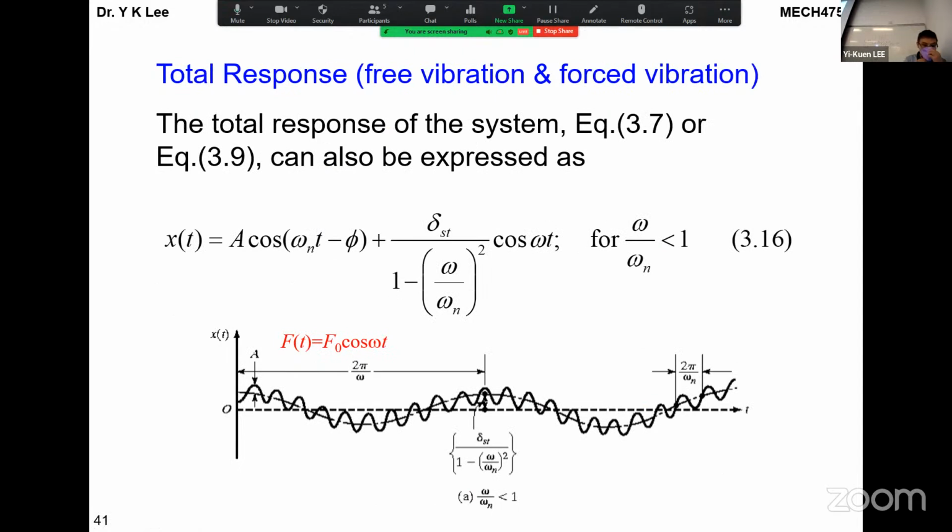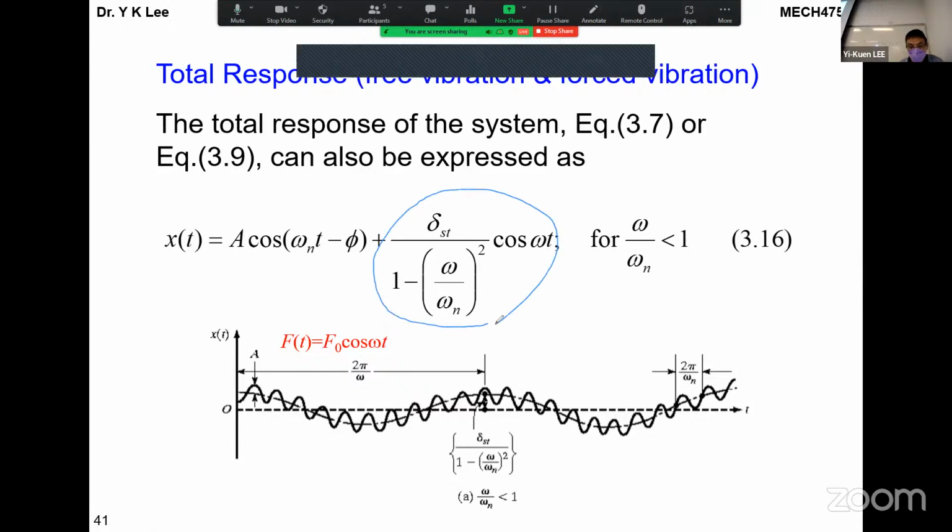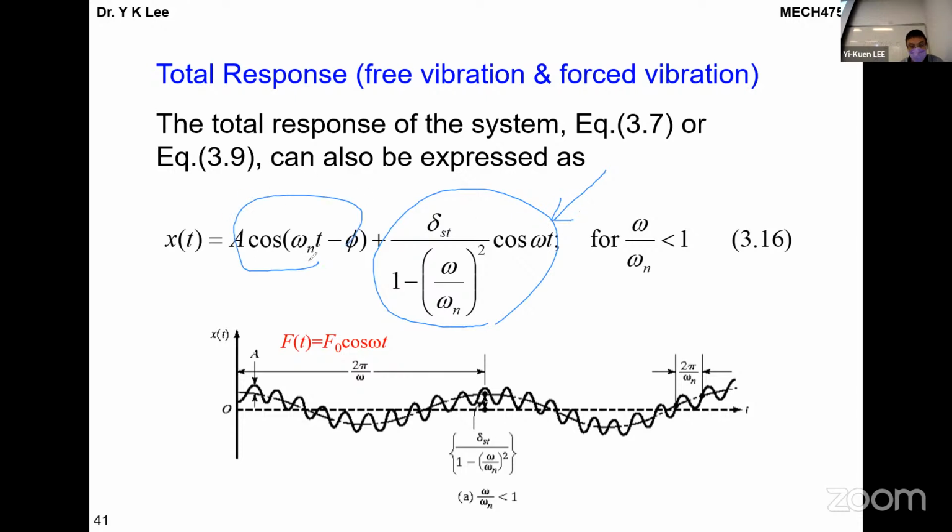And of course, in reality, we can also plot the time response: vibration as a function of time. Basically, you have these two components. One is the component related to forced vibration, and the other is related to the initial condition. So this one is related to the forced vibration, and this one is the free vibration from the initial condition. In reality, the total response will be the combination of these two.